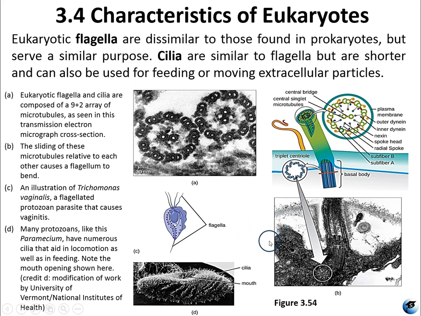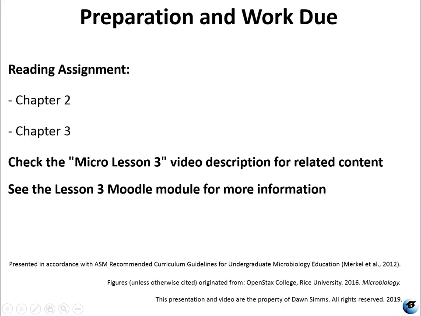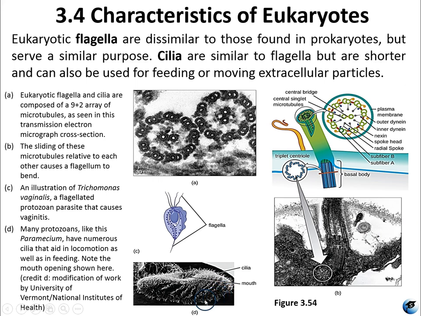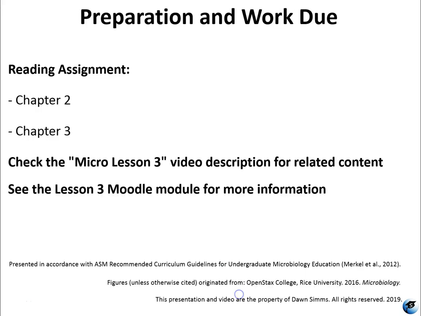And then paramecium, you may have seen some of the paramecium in our pond water experiment in lab 2. These guys are just an example of eukaryotes that actually have cilia all over their body. So they don't just have flagella at the poles or something like that. They actually are covered in cilia, which is why they swim so fast. So that was lesson number 3.